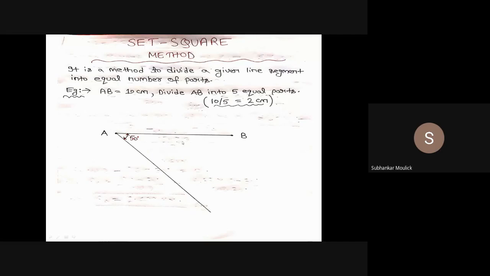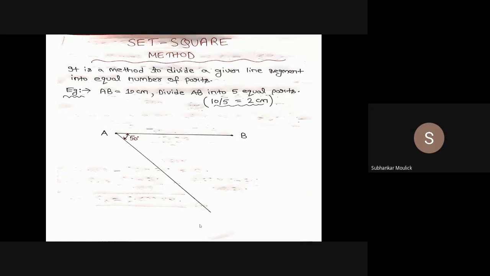In this given line segment AB, point A is the first end point, point B is the last end point. So from the first end point, take the protractor and draw an acute angle infinitely long line. From the first end point of the line, you have to draw an inclined line, an acute angle inclined line. What will be the length of this line? You don't know anything, just draw an infinitely long acute angle inclined line.